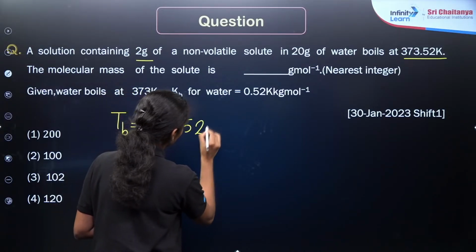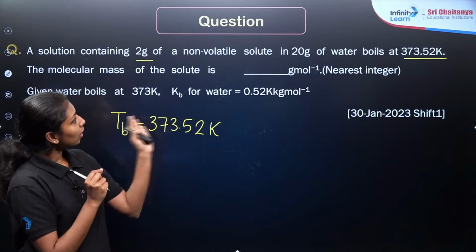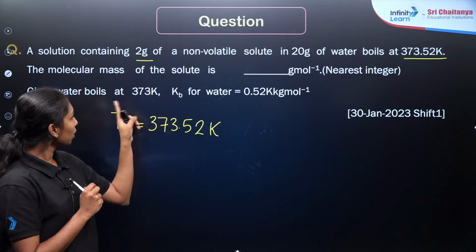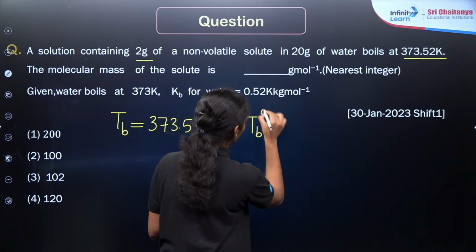Then, what is the boiling point of the pure solvent? Here the solvent is water, right? What is the boiling point of the pure solvent, which means Tb naught? What is the value of Tb naught?